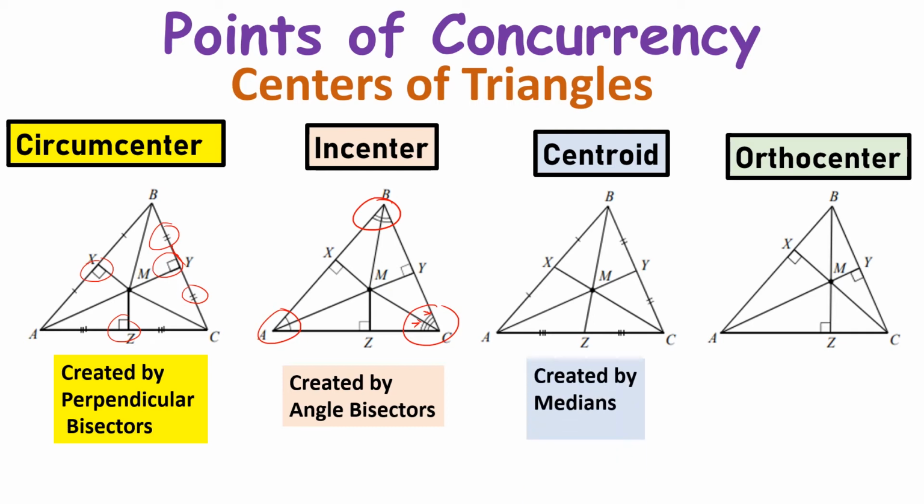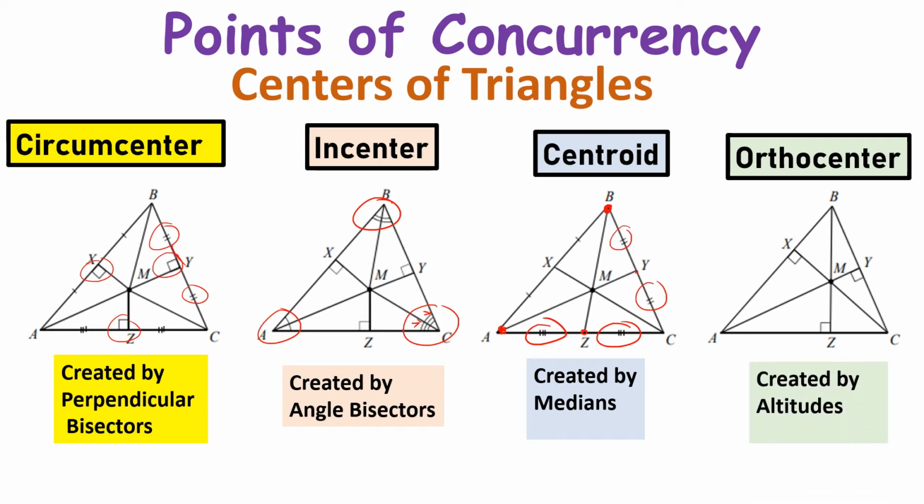Next you have centroid. They are created by medians, and remember, medians go from a vertex to the opposite side, and they cut the other side in half equally. So we can see here that these two are congruent, and so that will make BZ a median, AY, because again it goes from the vertex to another side, cuts it in half equally. So centroid created by medians.